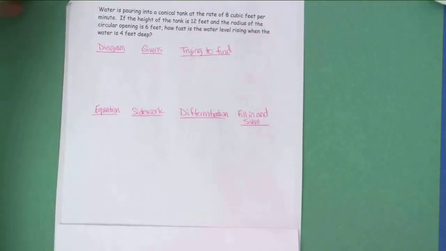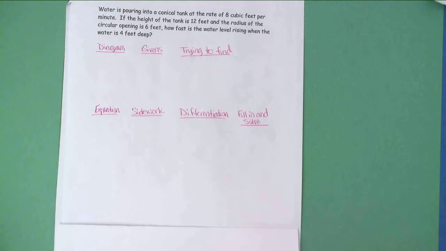Let's read it first. Water is pouring into a conical tank, that's a tank shaped like a cone, at the rate of 8 cubic feet per minute. If the height of the tank is 12 feet and the radius of the circular opening is 6 feet, how fast is the water level rising when the water is 4 feet deep?